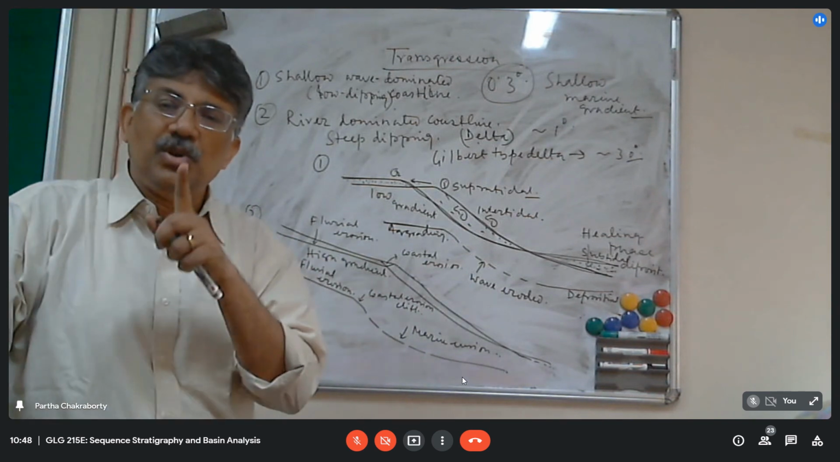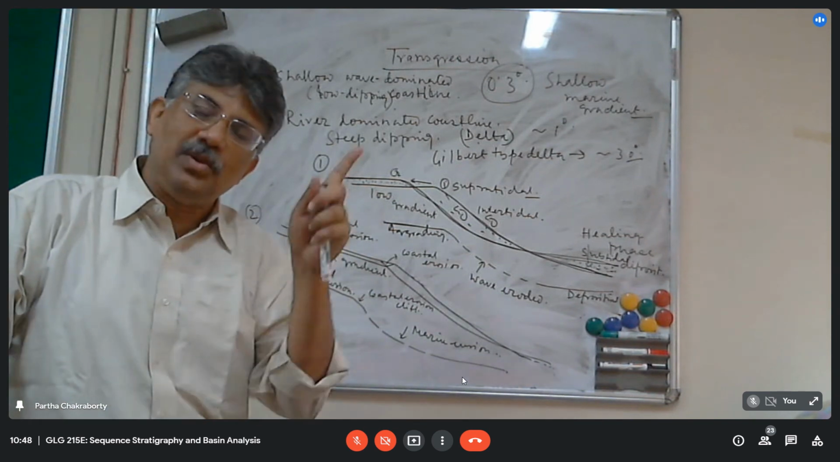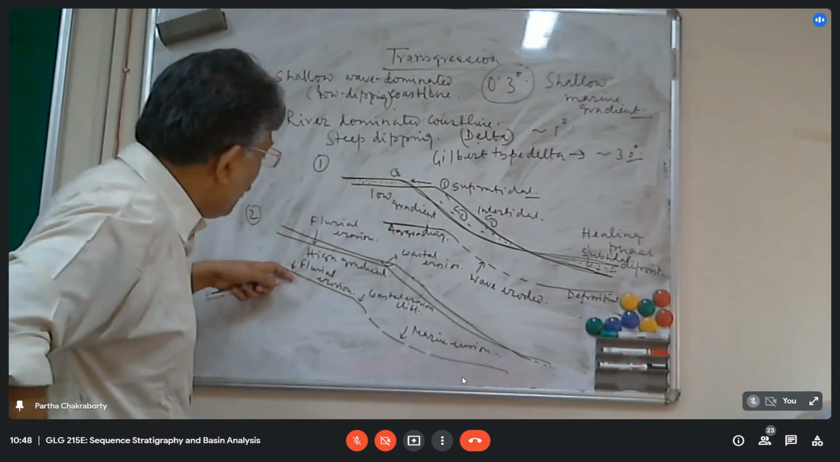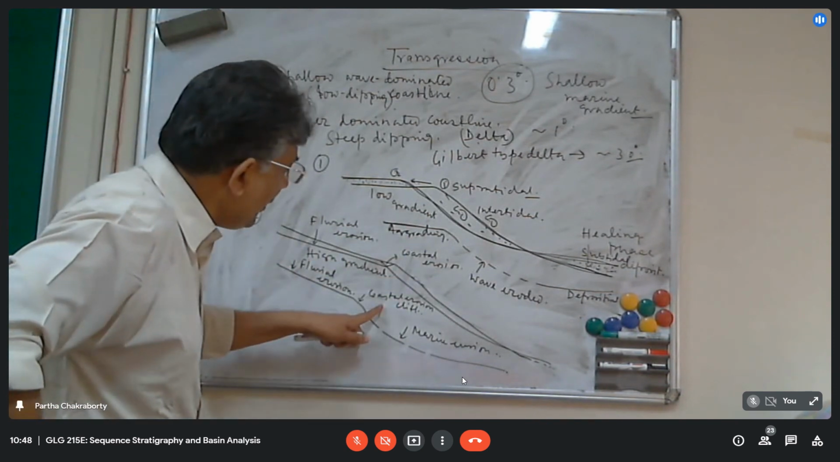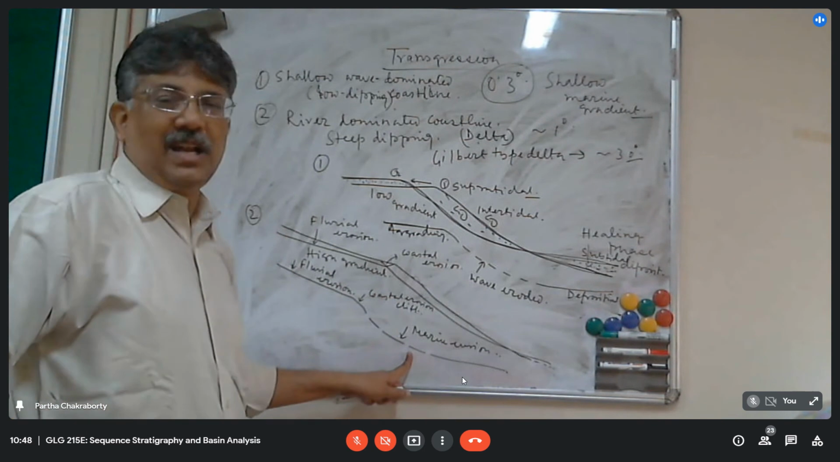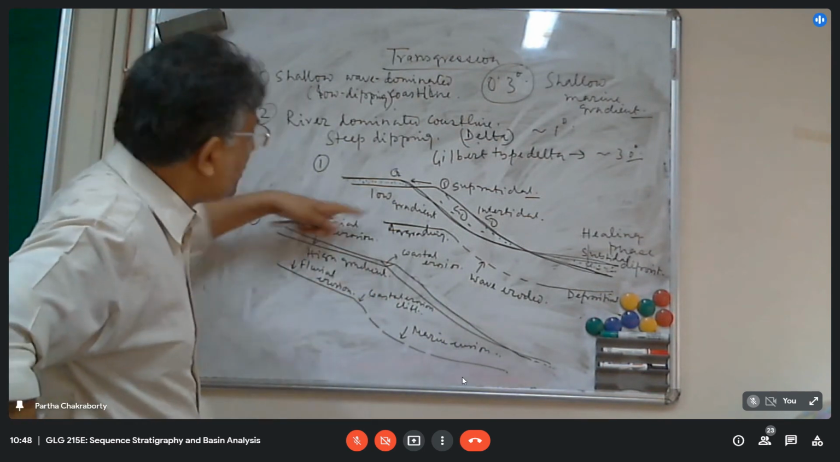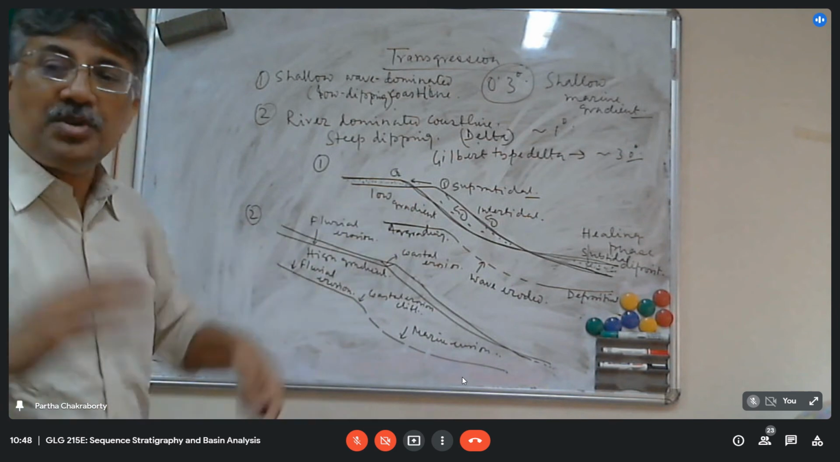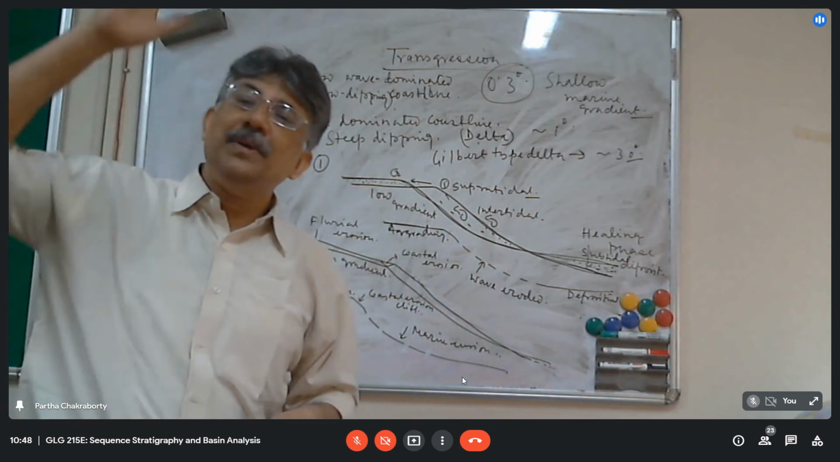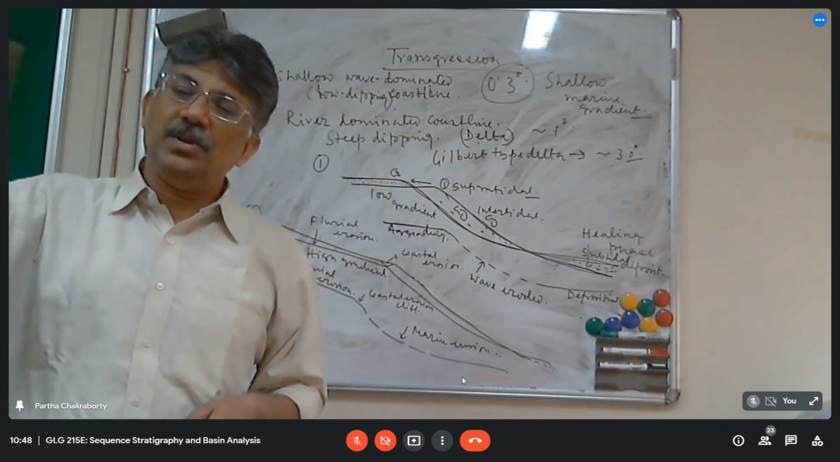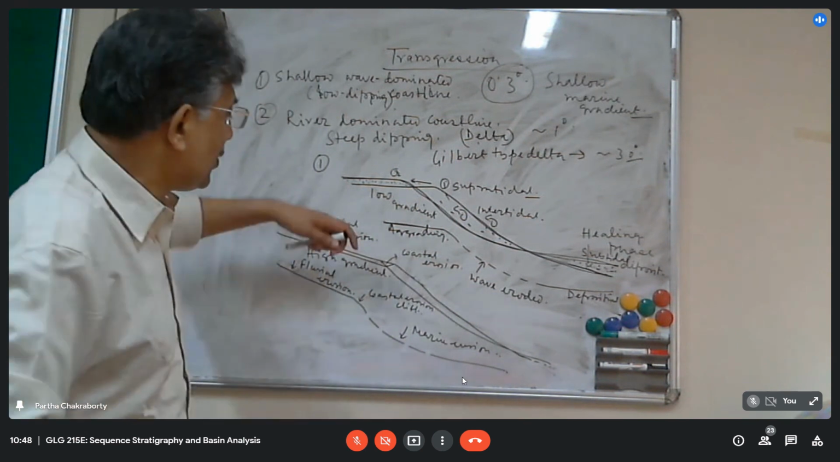I will also show what happens to a fluvial system. We will discuss that there will be a fluvial erosion, a coastal erosion, and a marine erosion. This coastal erosion was not there before. It will only happen when you have a steep gradient in the proximal part, in the fluvial part.